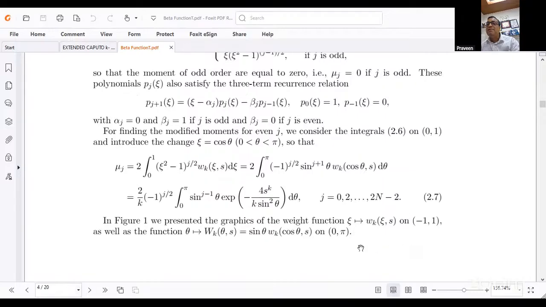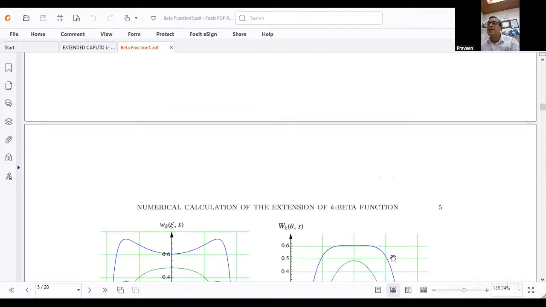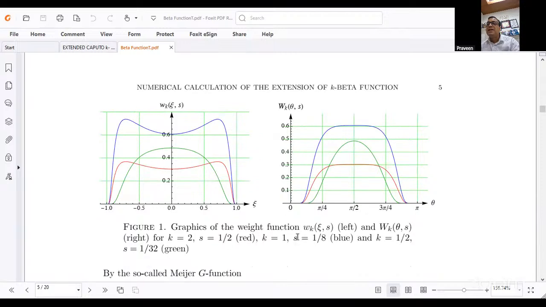And in figure 1, we represented the graphic of the weighted function zeta tends to w k of zeta s on minus 1 to 1, as well as the function theta tends to w k of theta s, sine theta w k of cos theta s on 0 to pi, and we got this beautiful result. Here you can see in this comparison the graphics of the weighted function w k zeta s on the left and the capital W k theta s on the right, this particular graph for k equal to 2, s equal to half, red. You can see that this one.